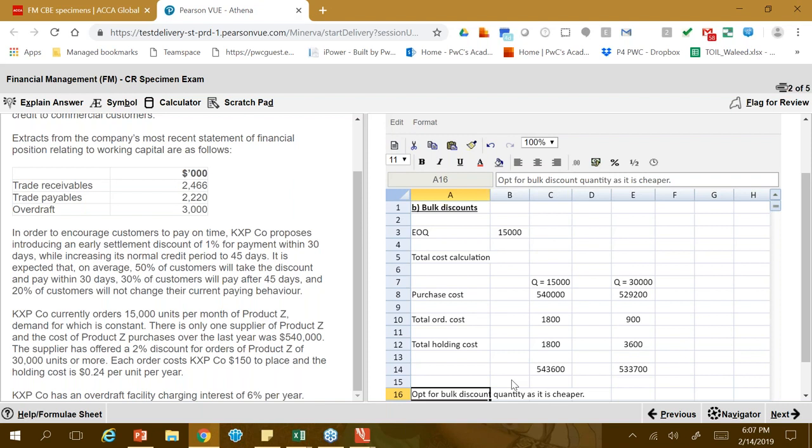If you've got any questions at this point, I'm very happy to answer any questions on this working on the bulk discounts. Yes, all of you have given the right answer. Any questions here on this requirement before we move on?